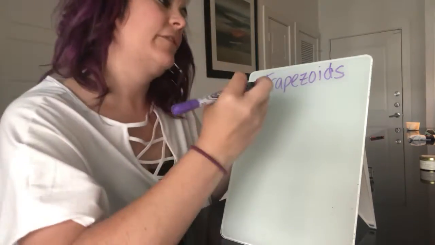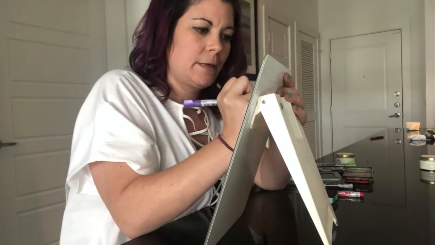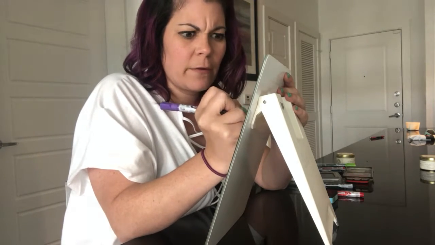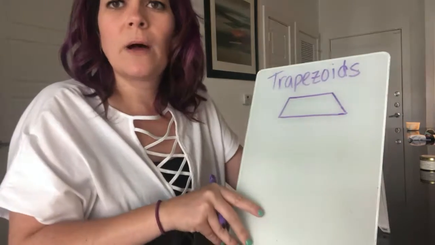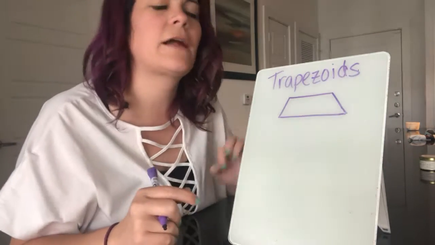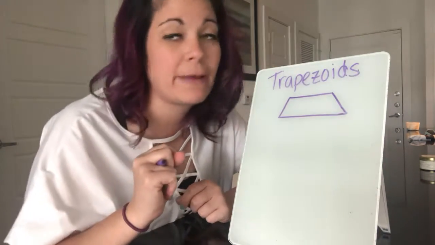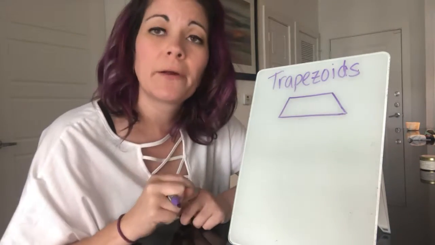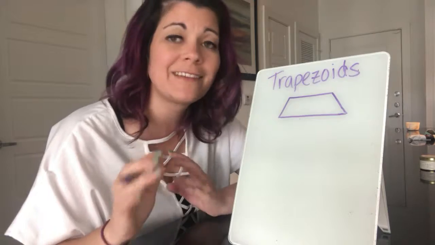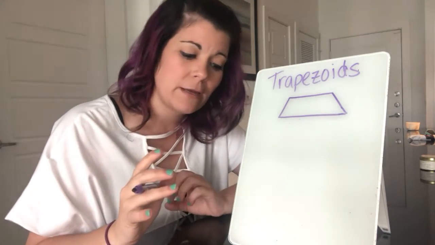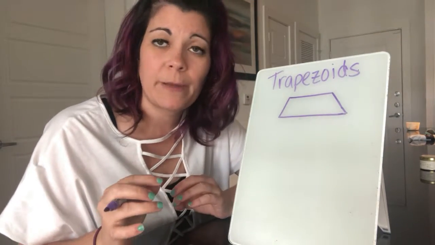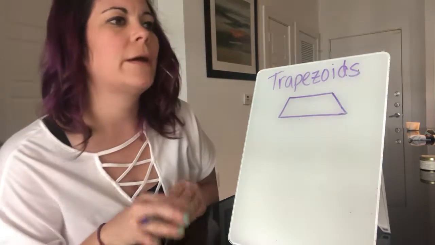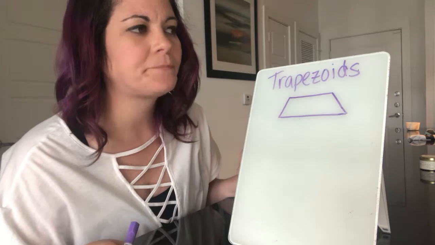So the definition of a trapezoid. A lot of people get this wrong because they are like, well, isn't a square a trapezoid? Well, the definition says a quadrilateral with exactly one pair of parallel sides. So only one pair is parallel, the others are not. So a square is technically not a trapezoid. It doesn't say at least one pair of parallel sides, it says exactly one pair of parallel sides.